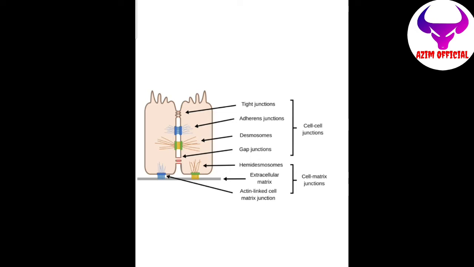And number 3, it exchanges the various chemical messengers. Exchange of various chemical messengers is also done by this. So number 1 permits the passage of ions, sugars, amino acids, and other solutes. Number 2, gap junctions permit the rapid propagation of electrical activity. And number 3, exchange of various chemical messengers. That's all for the functions of gap junctions.